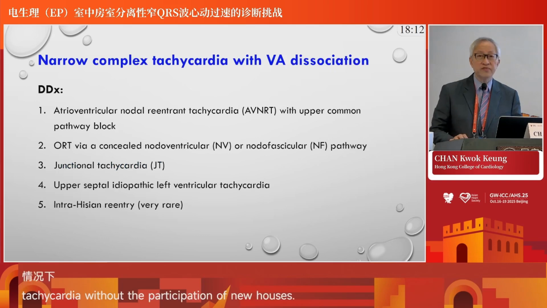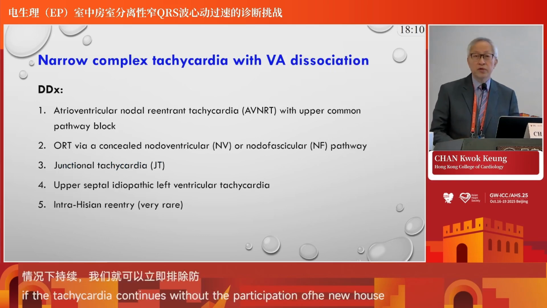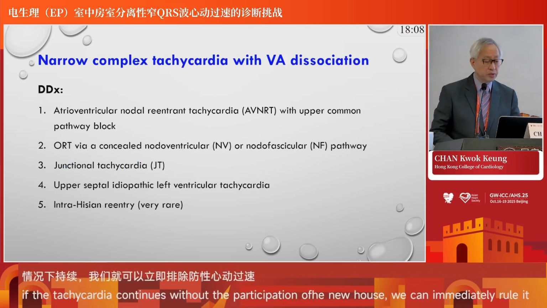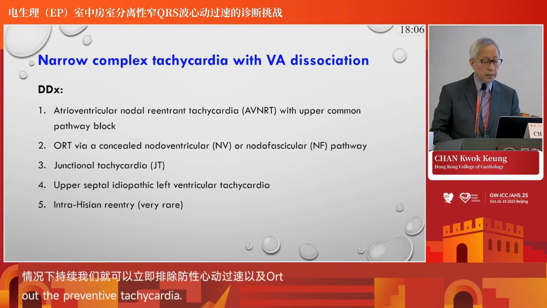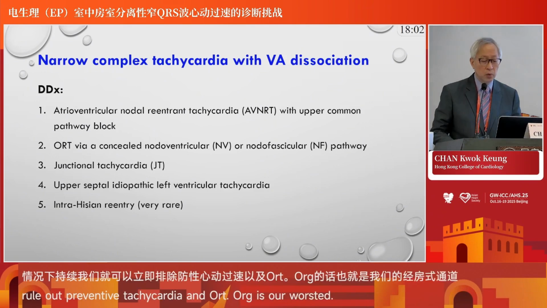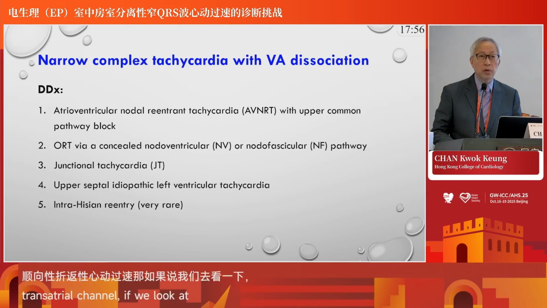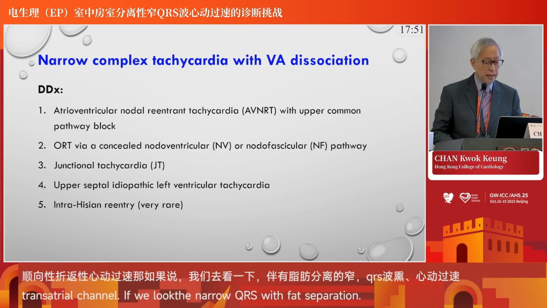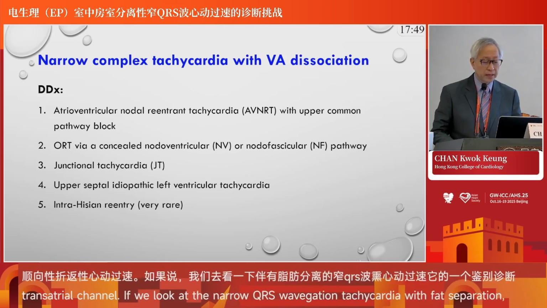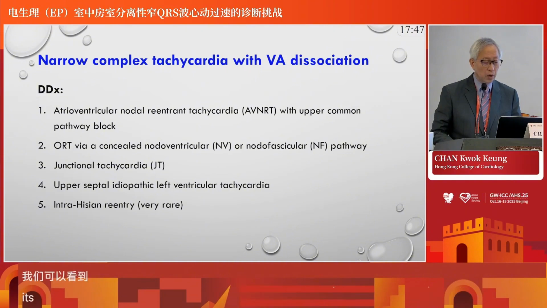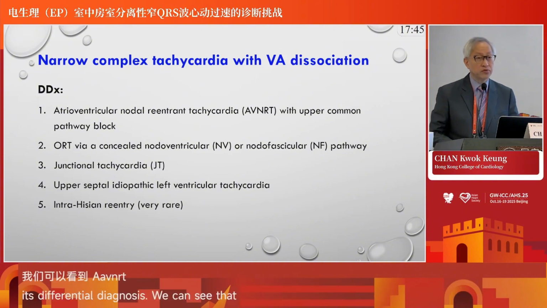Now, what are the differential diagnoses of narrow complex tachycardia with VA dissociation? It could be atrioventricular nodal reentry tachycardia, AVNRT, with an upper common pathway block, ORT via a concealed nodal ventricular or nodal fascicular pathway, a junctional tachycardia, upper septal idiopathic left ventricular tachycardia, or intrahisian reentry, which is a very rare phenomenon.